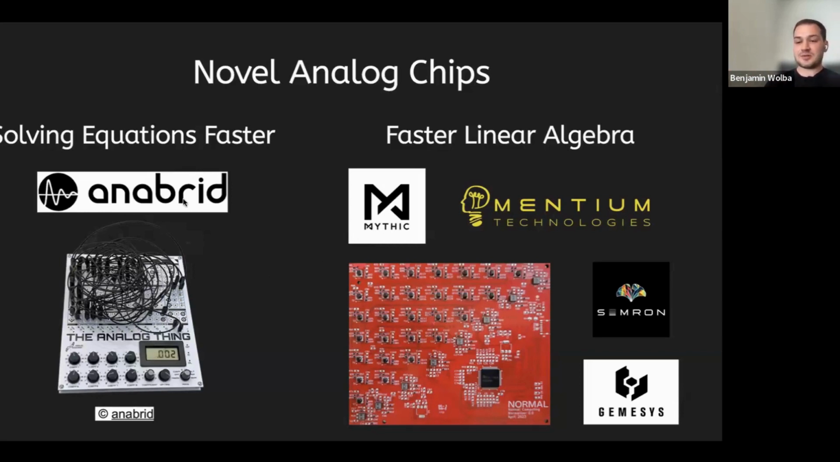Now, this is fairly general. You could address different maths, different equations. But one kind of maths, when you think of machine learning, that is particularly important is linear algebra. So there are a bunch of companies specifically focused on analog computing for linear algebra, most notably matrix multiplication.